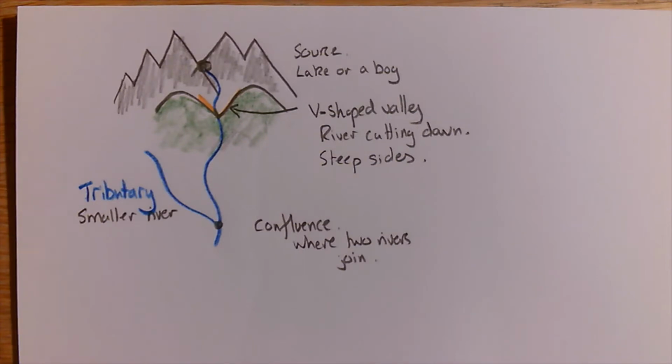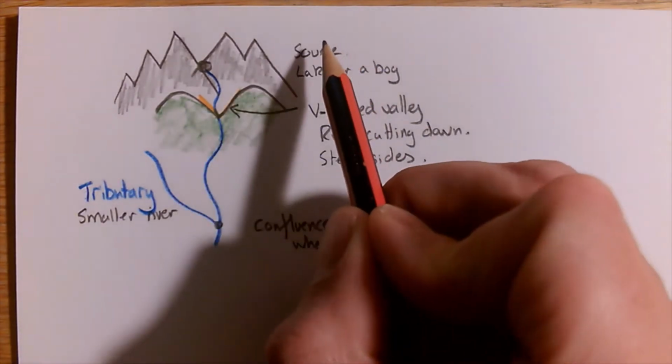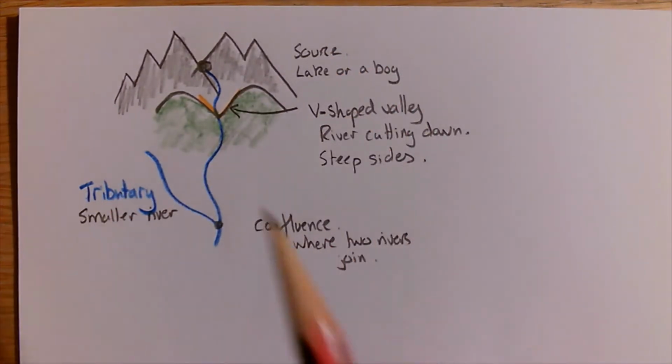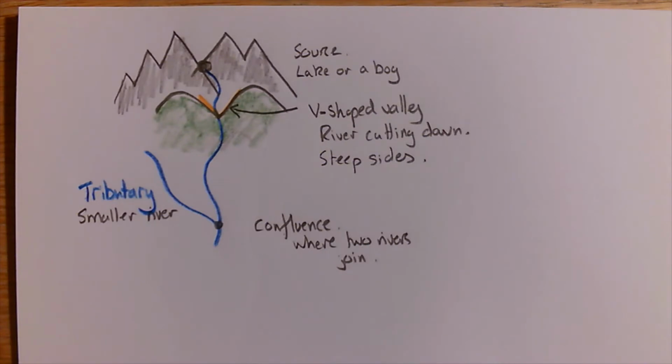And in a second, I'm going to ask you to look at your definition sheet and try and put on some of these key words based on what we've just understood. But before we do that, let's have a couple of questions. What do we call the place where a river starts? That's right, it's the source. And where or what might the source be? Good, a lake or a bog, well done.